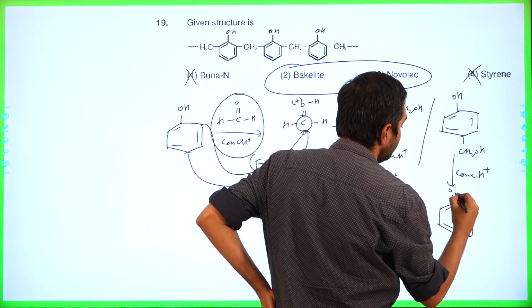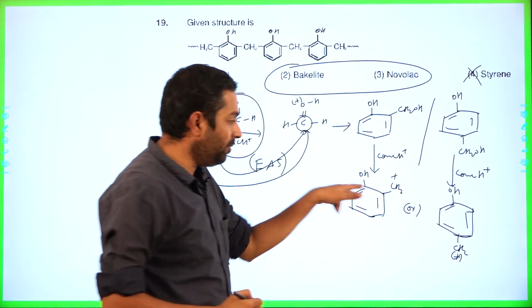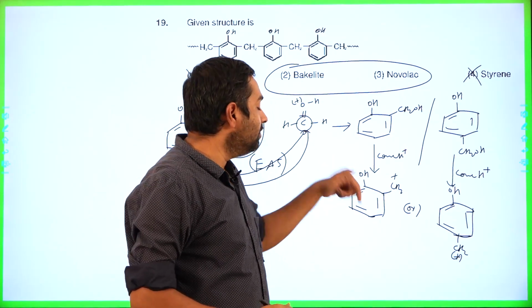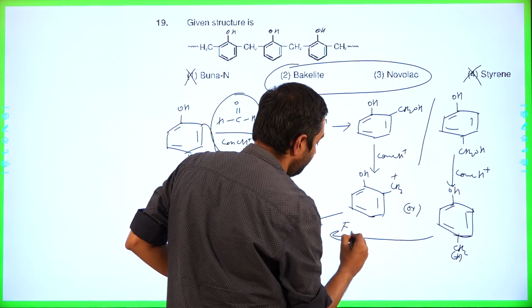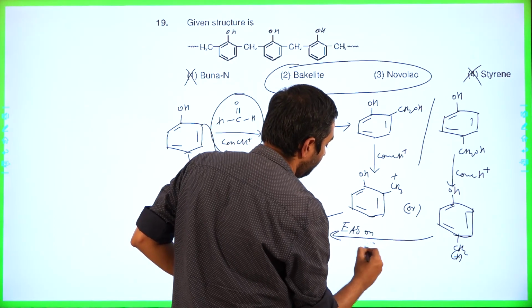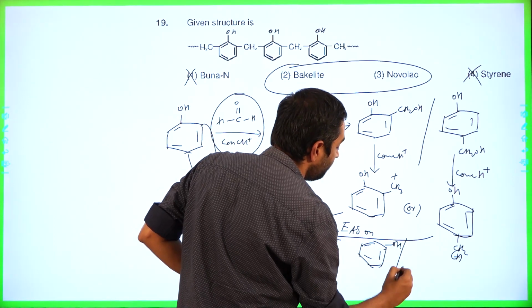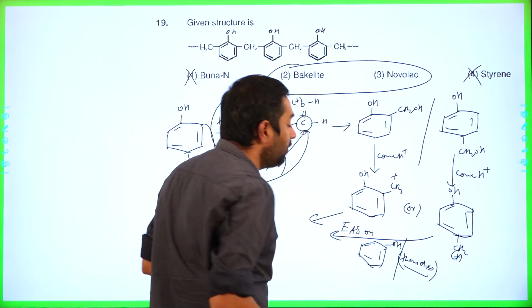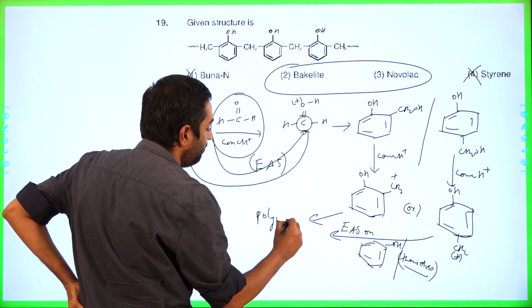What is the other system in this case? I can get a CH2 plus over here also. So when I'm going to be having both of these systems at play, I can have these guys then go and further perform EAS on phenol, or themselves. So we will end up having a polymerized product obtained over there.